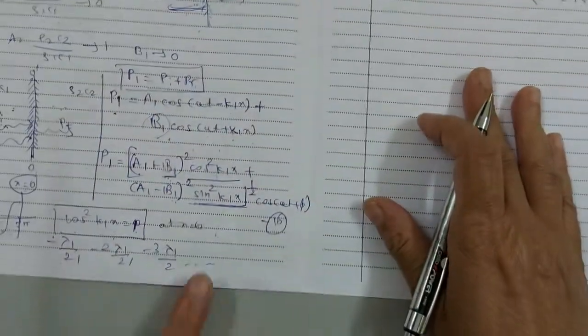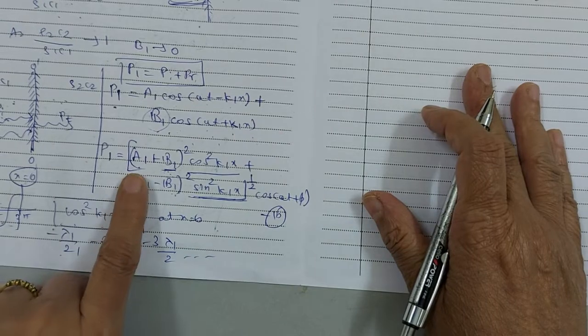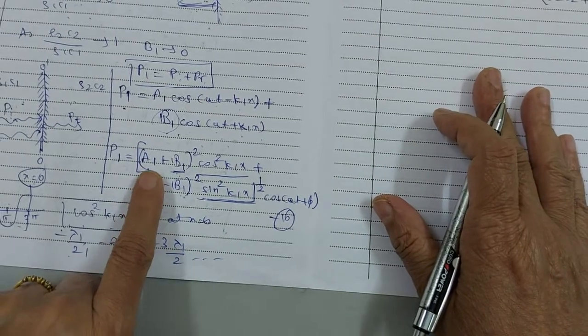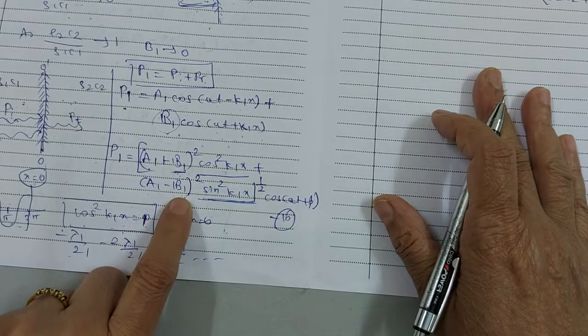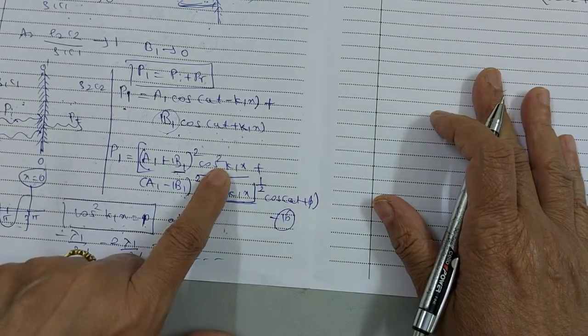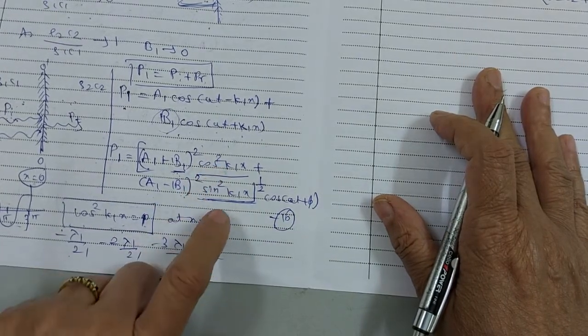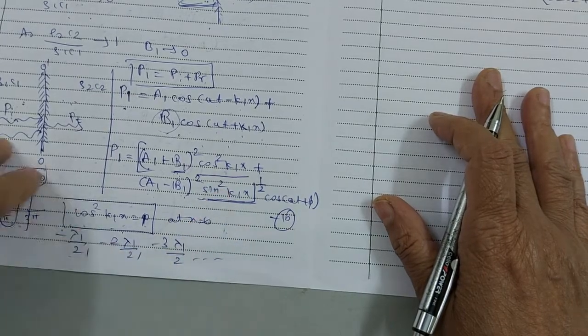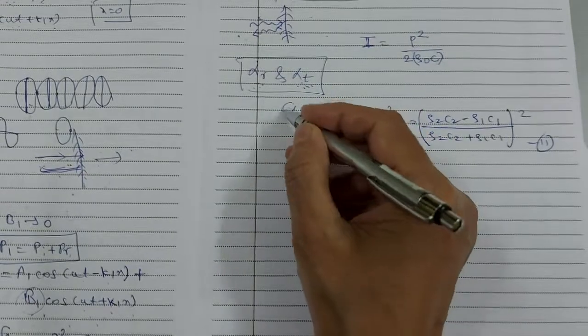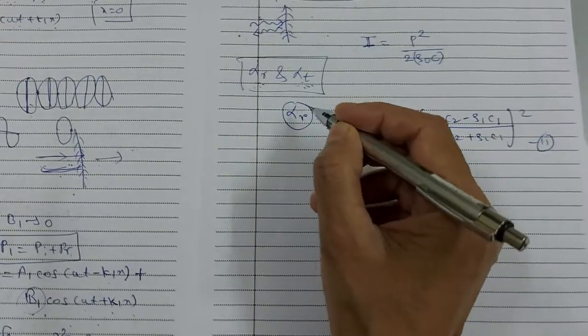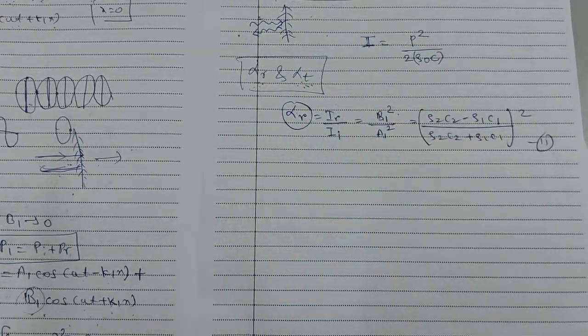So this is my expression number 11, because this was my equation number 10, where I got the value of A1 plus B1 bracket squared and A1 minus B1 bracket squared, where we were dealing with the cos squared and sin squared terms. Now I mentioned that alpha r is my sound power reflection coefficient.